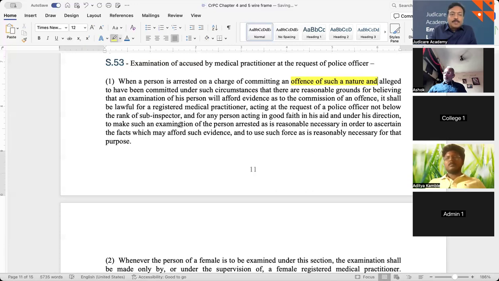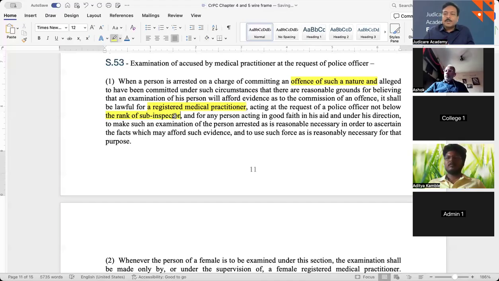That there is a reasonable ground for believing that an examination of this person will afford evidence, it shall be lawful for a registered medical practitioner, completely defined as per certain medical acts which we will mention further, acting at the request of a police officer. So it has to be initiated by a police officer not below the rank of sub-inspector. Now, 80% of the police force is constabulary. Constabulary means the junior most constable up to single star ASI. So 80% is constabulary, then sub-inspector comes. We have a very few number of officers at the rank of sub-inspector, inspector, senior inspector.